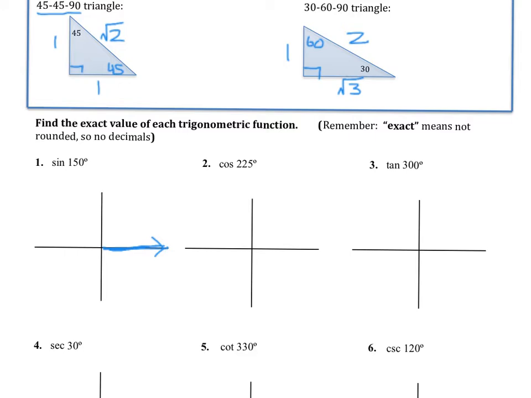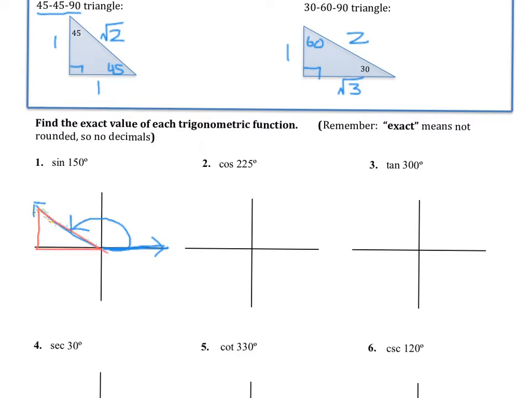Okay, so I've sketched the initial side. 150 is positive, so I need to rotate counterclockwise. 90, 60 more, so around there. Now I draw the terminal side. Okay, so now recall the bow tie rule. You have to draw a triangle from that spot. The triangle always uses the x-axis.